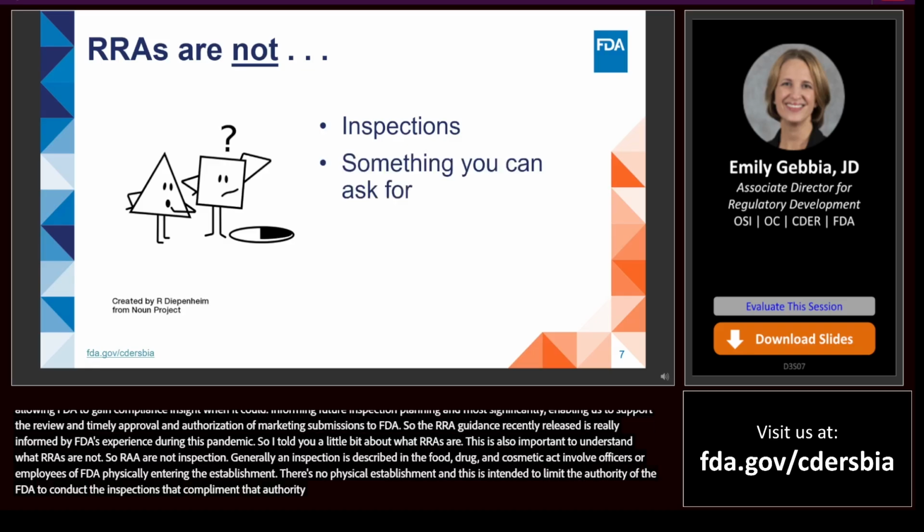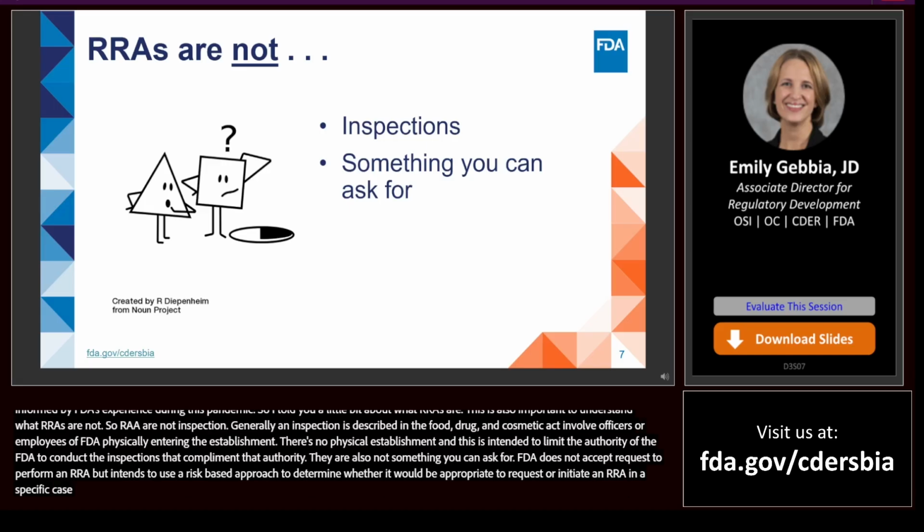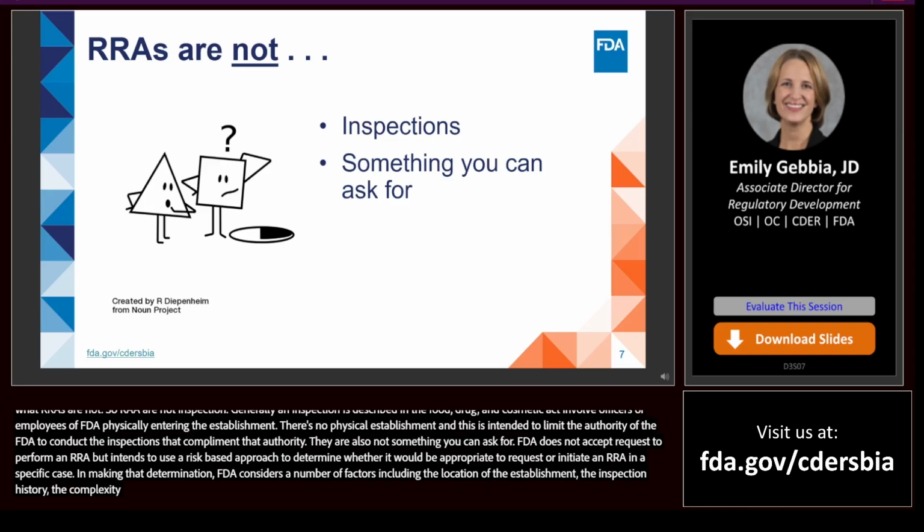RRAs are also not something you can ask for. FDA does not accept requests to perform an RRA, but intends to use a risk-based approach to determine whether it would be appropriate to request or initiate an RRA in a specific case. And in making that determination, FDA considers a number of factors, including the location of the establishment, its inspection history, the complexity of the product and processes to be inspected, and any travel restrictions.